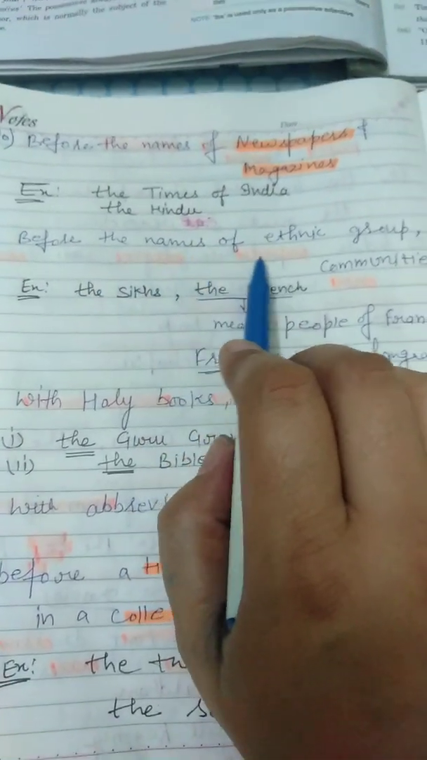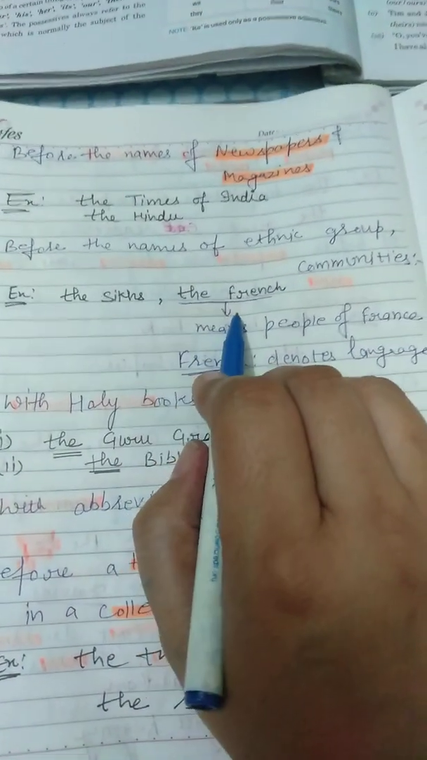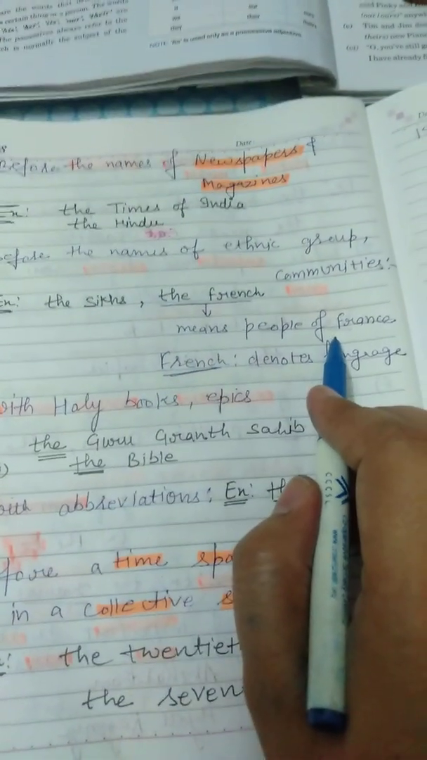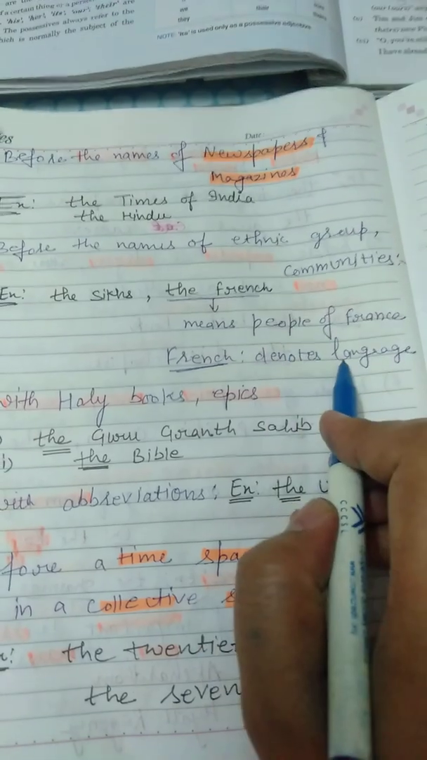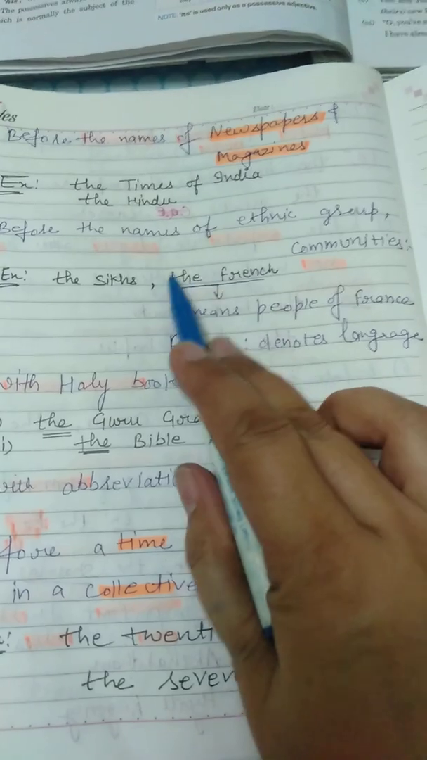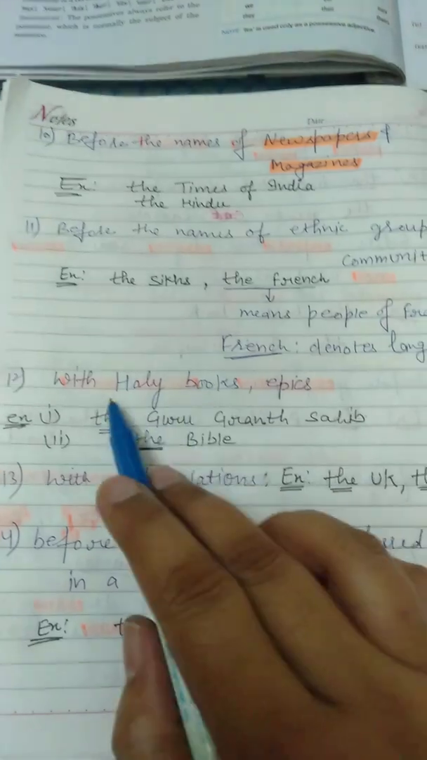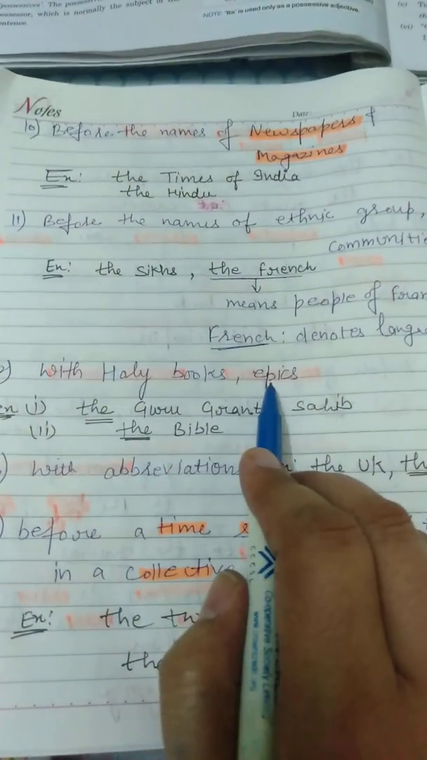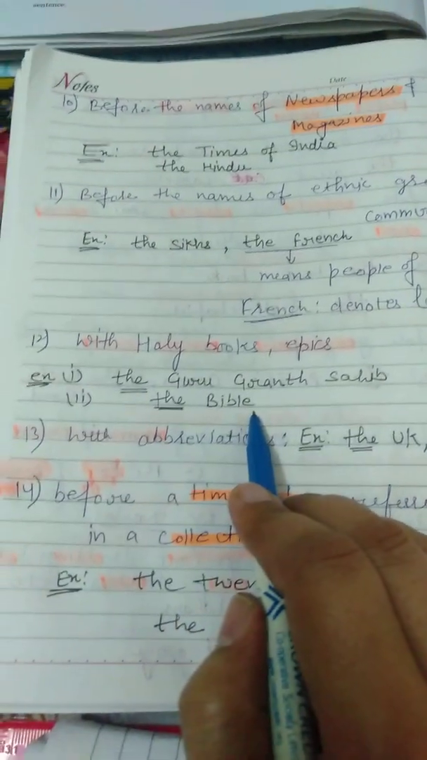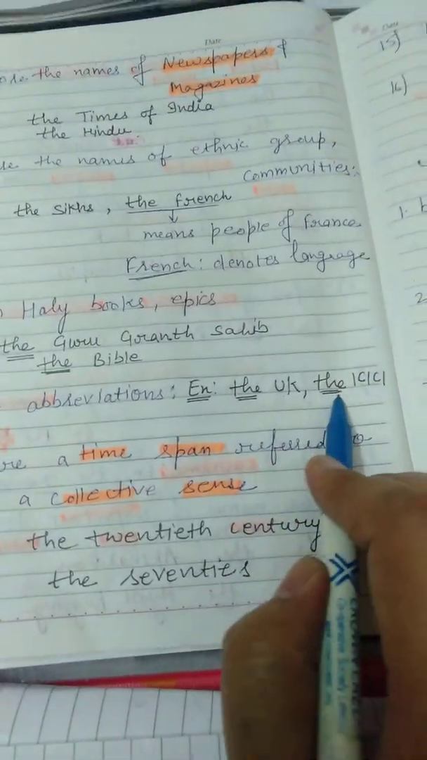Next is before the names of ethnic groups and communities. The Sikhs, the French. "The French" means people of France. Only "French" means language. So when we are talking about the people, then we'll use "the", and language, it denotes only French. It is used with holy books and epics also. The Guru Granth Sahib, the Bible, the Gita, the Quran, like this. With abbreviations, short forms, the UK, the ICICI.